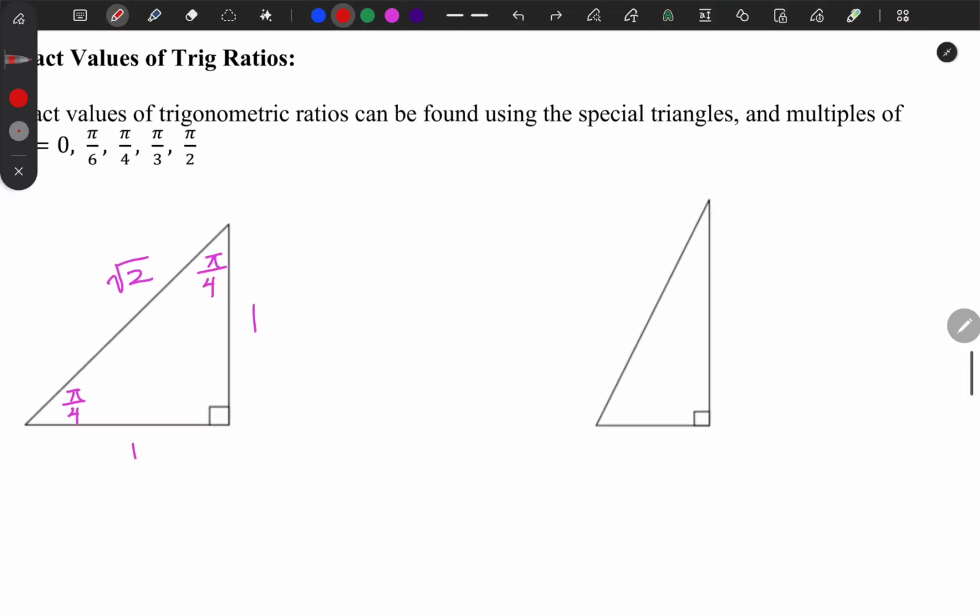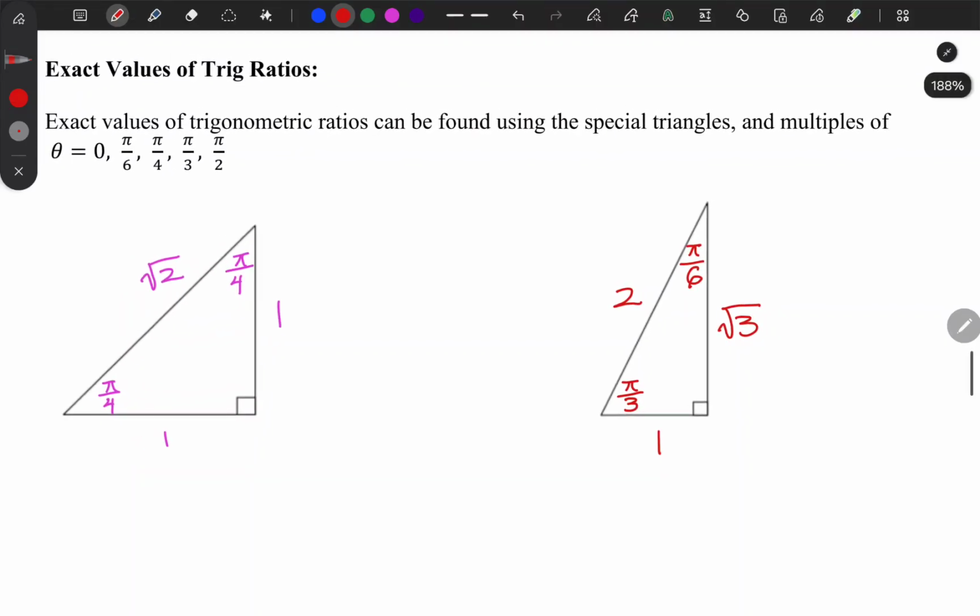Our other triangle is the one with the 30-degree angle and the 60-degree angle. So our 30-degree angle is pi over 6. Our 60-degree angle is pi over 3. And this triangle is 1, root 3, 2. Smallest side across from the smallest angle, biggest side across from the biggest angle. So 1, root 3, 2.